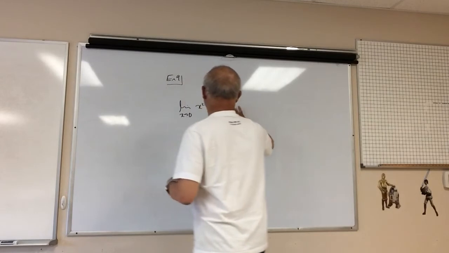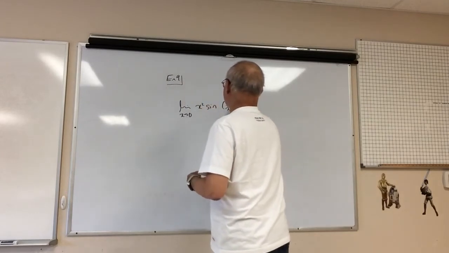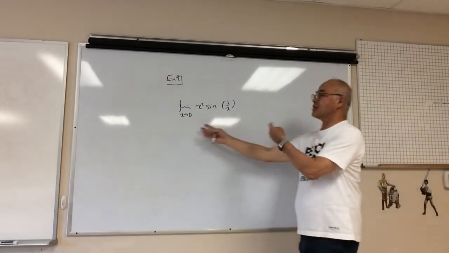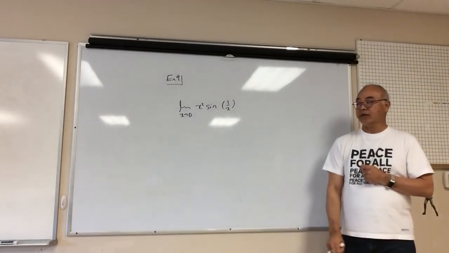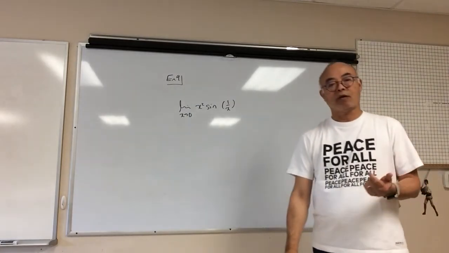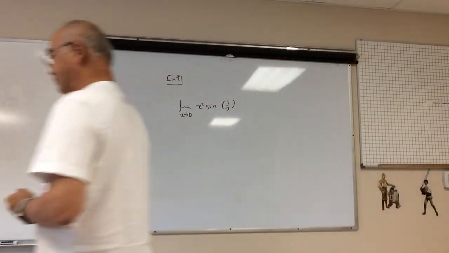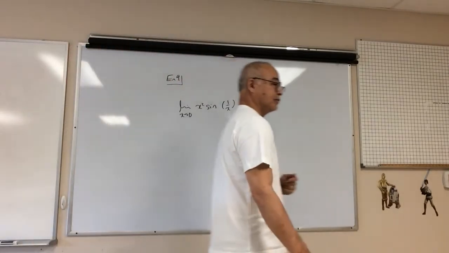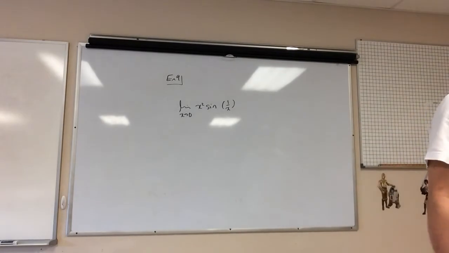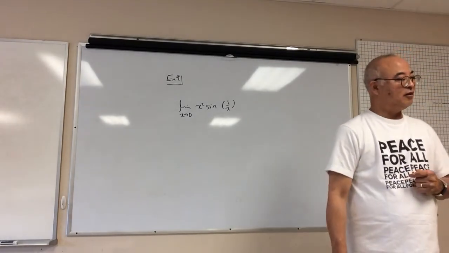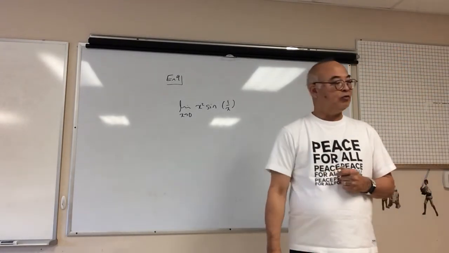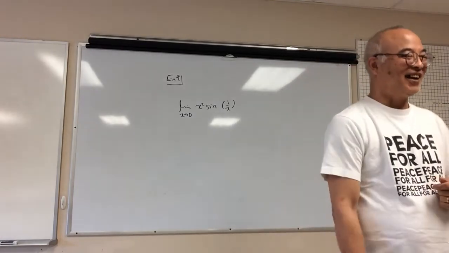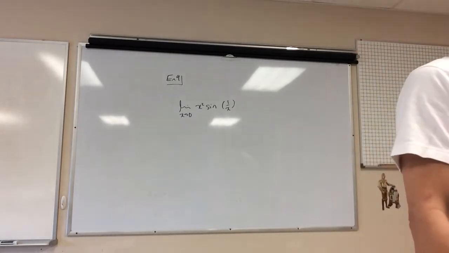X squared times sine of 1 over x as x approaches 0. Okay? And I'm trying to find the limit as x approaches 0. Okay? Go ahead and graph this for me. Doesn't the book tell you what it equals? No, you're trying to prove it. You're not trying to find it. I'm trying to prove it.